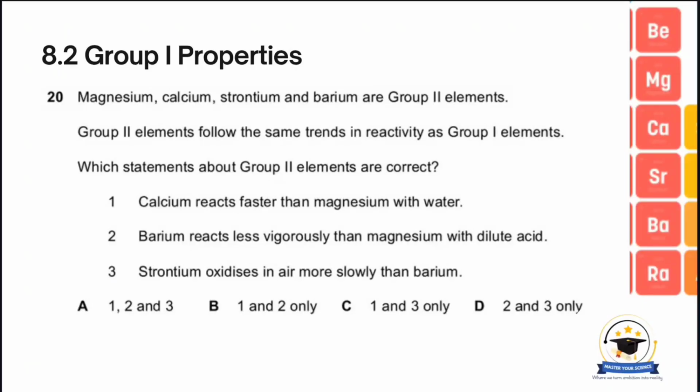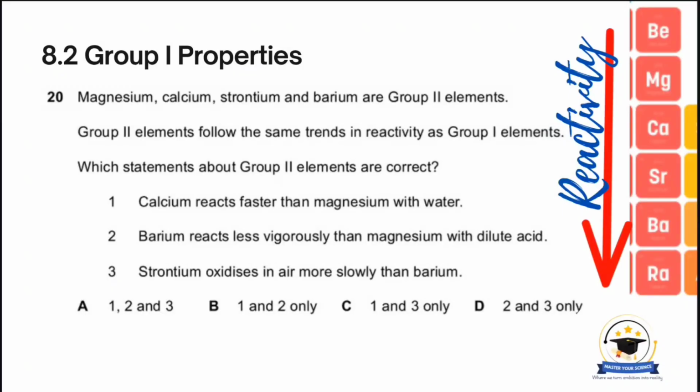Calcium reacts faster than magnesium with water. So we said that reactivity increases as we go down the group, and calcium is further down the group compared to magnesium, which means it will react faster. So that makes that statement correct. Then number 2 says barium reacts less vigorously than magnesium with dilute acid. So barium is further down the group compared to magnesium, so barium would actually react more compared to magnesium because it has greater reactivity. So that makes that statement incorrect.